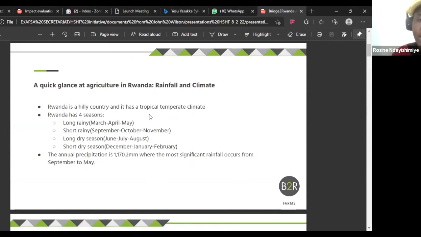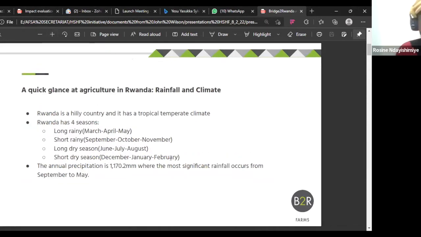This is a couple of quick pieces of information about Rwanda, and I'm sure Athanas might have a little more information about this, so I will not spend a whole lot of time on this. Our country is called a country of 1,000 hills, and that is true. If you come, you will see it's a bunch of hills making most of our farmland on steep slopes.